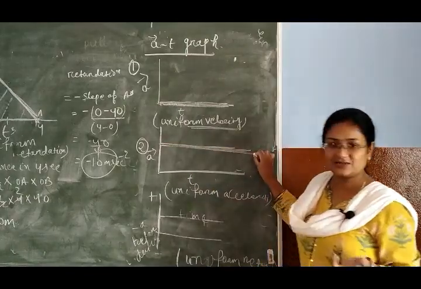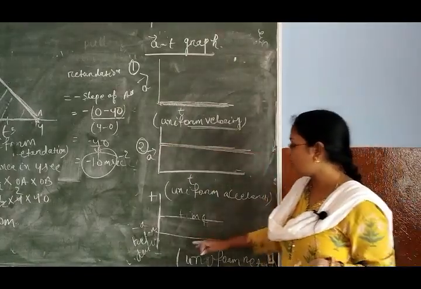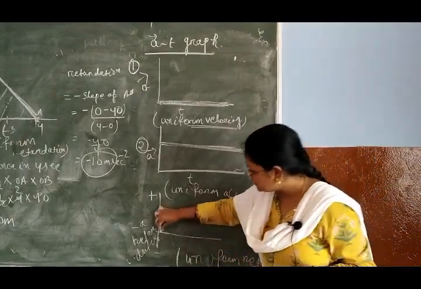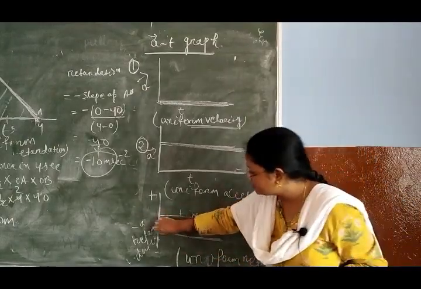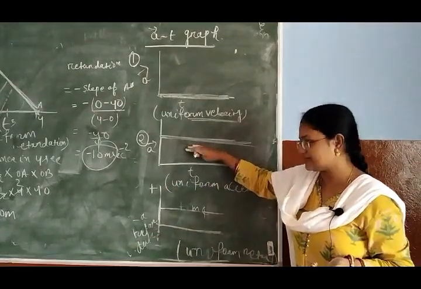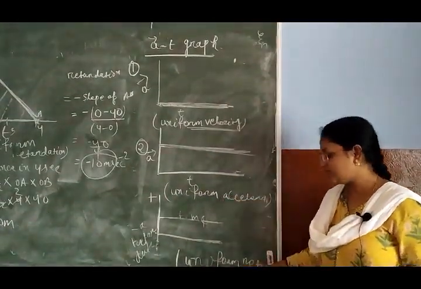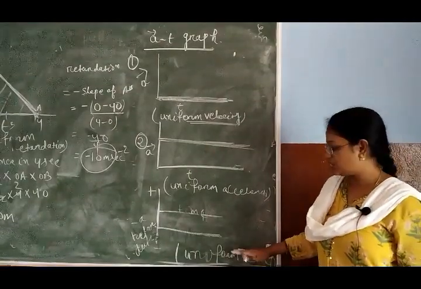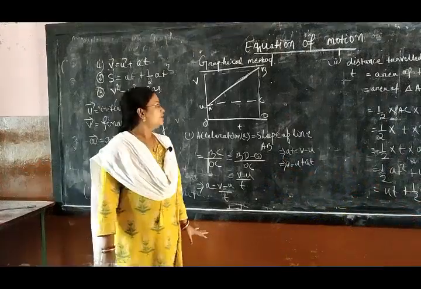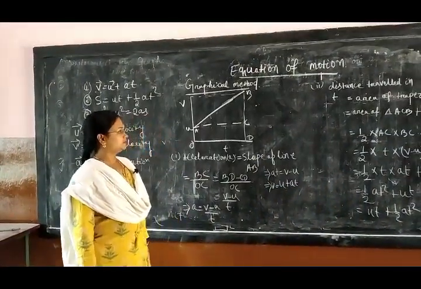Now you see for uniform acceleration, constant acceleration, that's why the graph is like this. And for uniform retardation, retardation means negative acceleration. That's why I have taken in this the negative y-axis. This is for uniform acceleration, and this one is for uniform retardation. For retardation, that's why I have taken here the negative y-axis. So now you see the equations of motion.